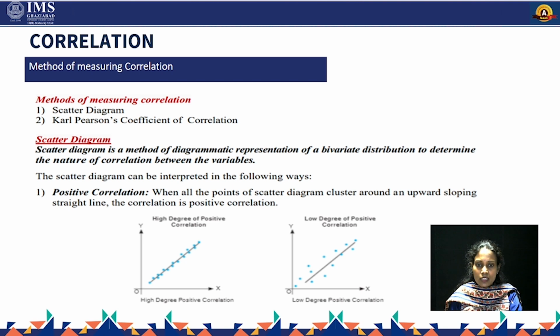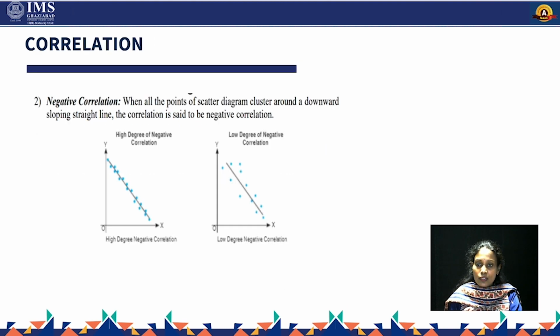In a scatter diagram for positive correlation, the straight line goes in an upward direction, and in negative correlation, the straight line goes in a downward direction. When all the points are very close to this line, the correlation is highly positive, and when there is a gap between the points and the straight line, the correlation is low. And when the straight line goes in the downward direction, it is negative.